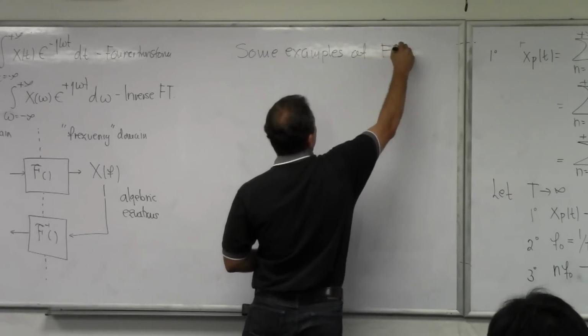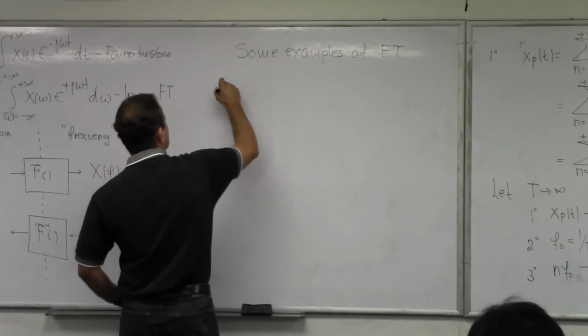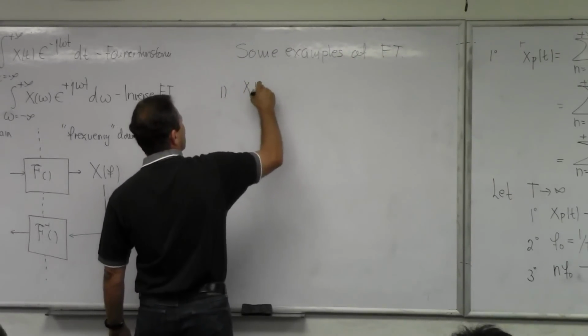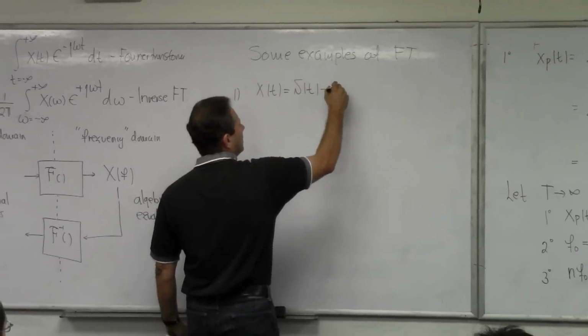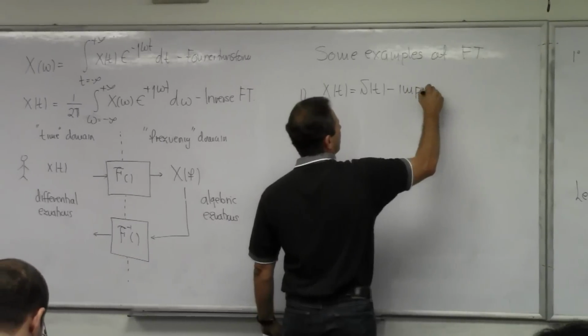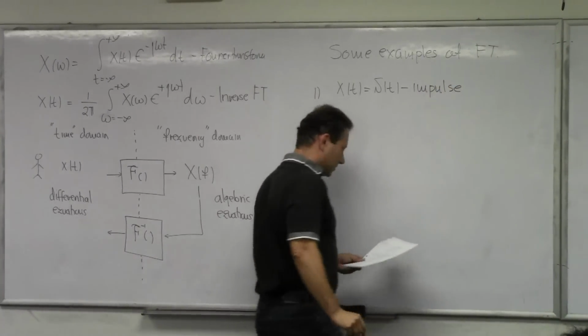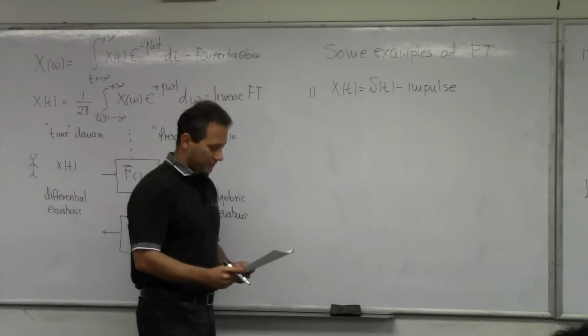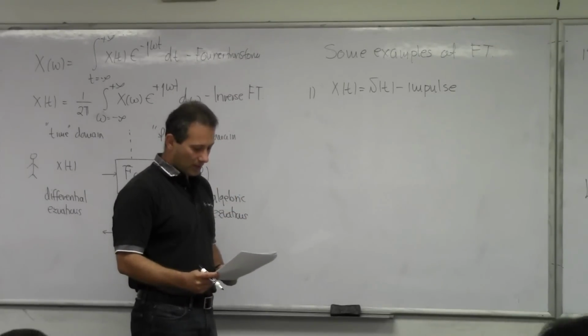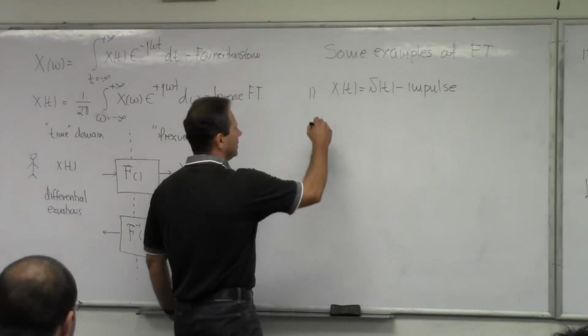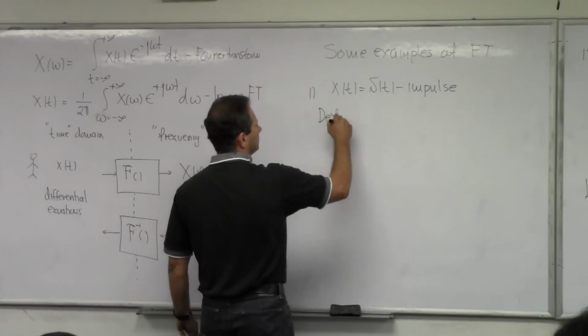Of Fourier transform. The first example is I'm going to look at the function x of t, which is delta of t, which is what we call impulse. And this is quite a strange function. It is defined through two formulas. So let's just make sure we understand the definition.